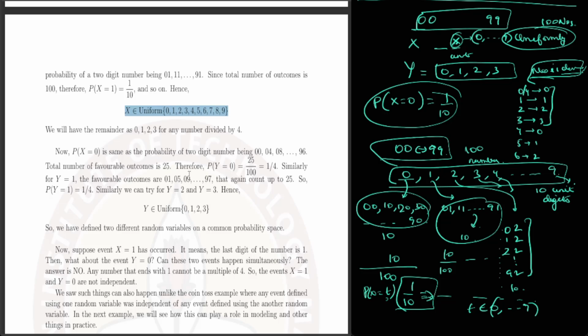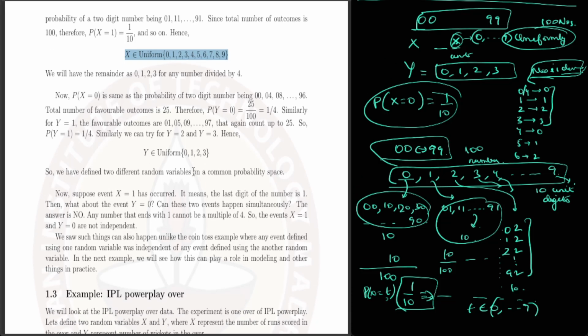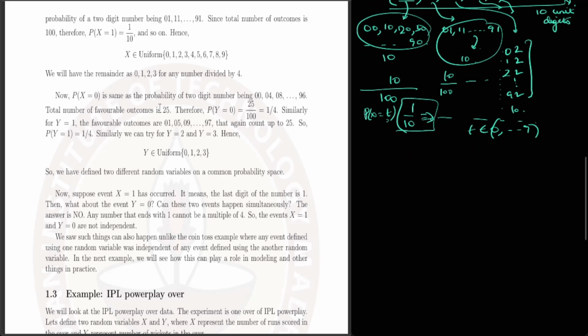We will have the remainder as 0, 1, 2, 3 for any number divided by 4. Same as the probability of a 2-digit number having each remainder, this will be divided into 4 parts basically. So I will get 0, 1, 2, 3. This will be 25 numbers each: 25, 25, 25, 25. All 25 numbers divided by the total number will give the probability of Y.